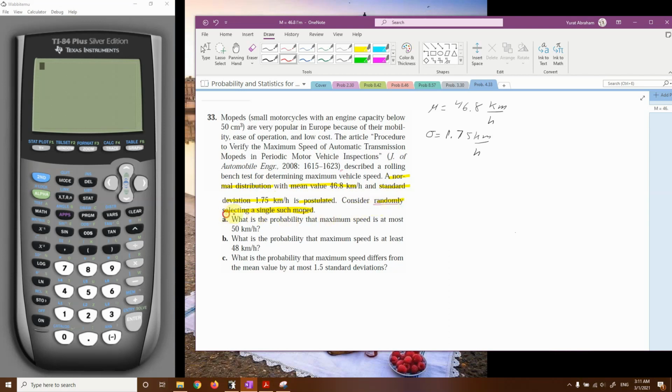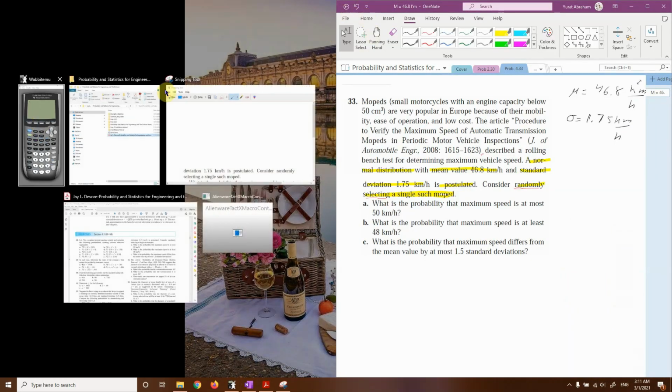Randomly selected is also important because that shows that this is a normal distribution problem, because that's one of the requirements. To be a normal distribution, it needs to be random. And so let's go straight to the exercise. I wrote down my mean and my standard deviation. Like any other distribution problem, we have to do our graph here. So let me go ahead and adjust my window here.